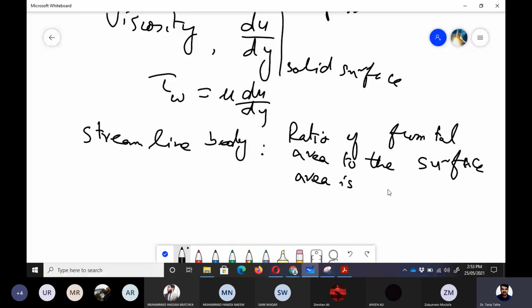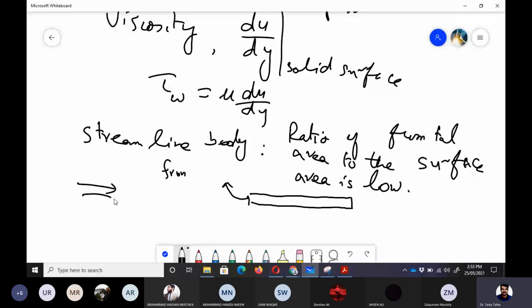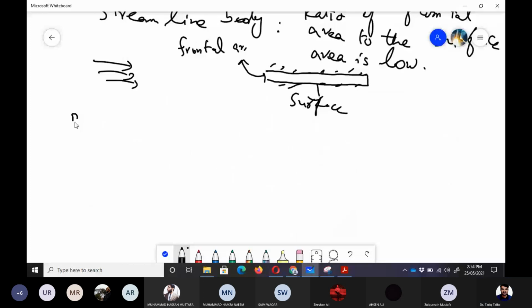is less or low. It means that if we have a thin body like this, in which the surface area is this one total, and this is the frontal area. If the flow is coming from here, this is the frontal area, and the surface area is this one, bottom and top surface included. So the frontal area is low, and the surface area is quite huge. Then we have a second type of drag, which is pressure drag.